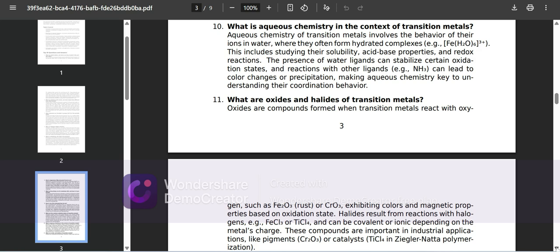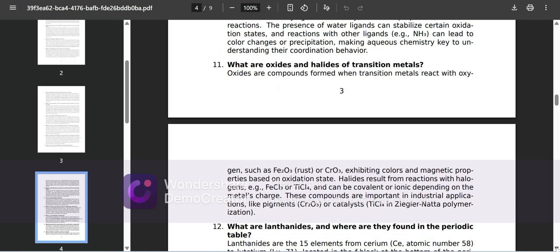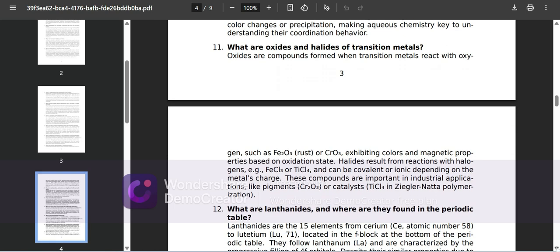The presence of water ligands can stabilize certain oxidation states, and reaction with other ligands in solution can lead to color change or precipitation, making aqueous chemistry key to understanding their coordination behavior.